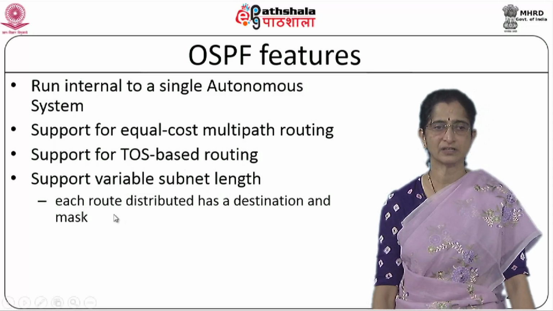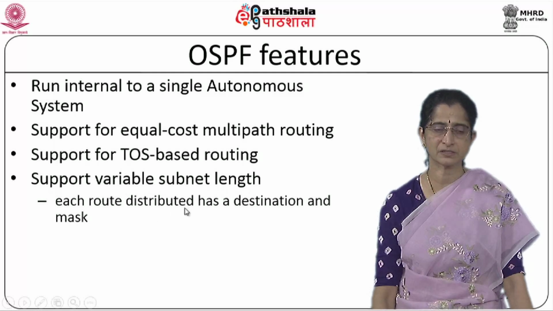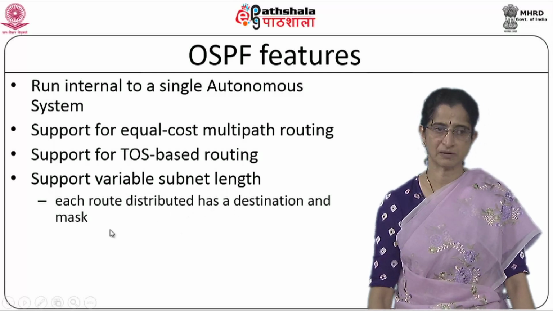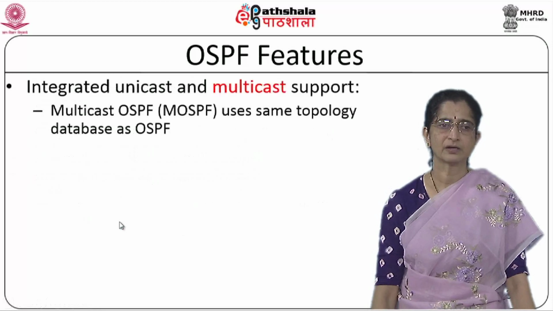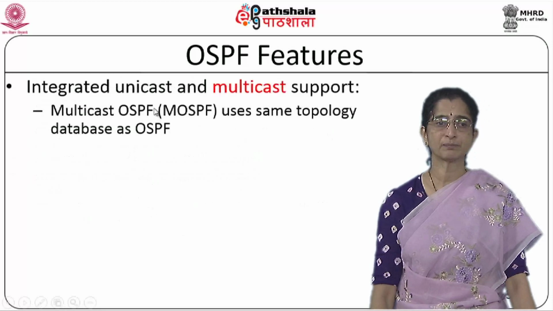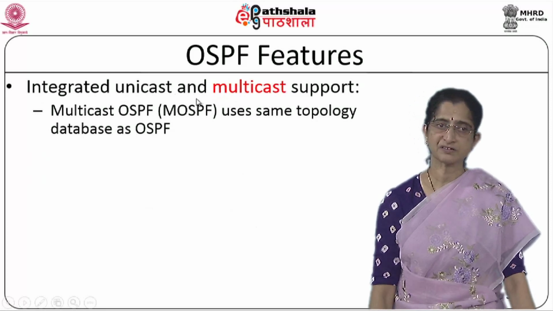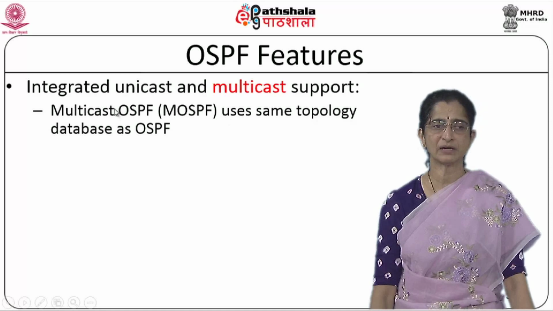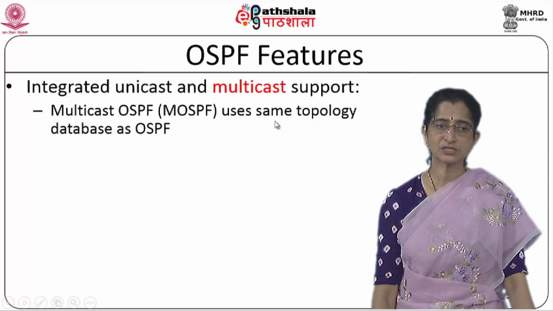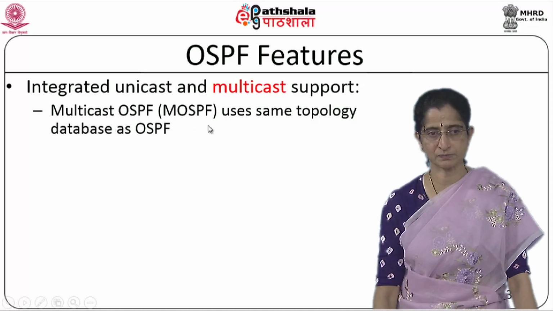You also have support for variable subnet length. So, you can have the routes being specified along with the destination and the mask. So, you have various subnet lengths that can be specified. In addition to that, it also has support for multicast. What is interesting is that both unicast and multicasting are kind of integrated. So, you have a multicast OSPF protocol which uses the same topology database as the OSPF.